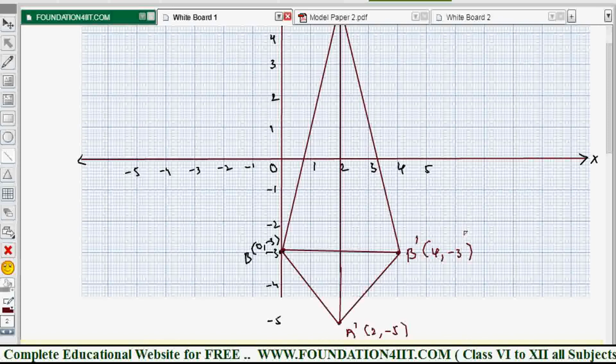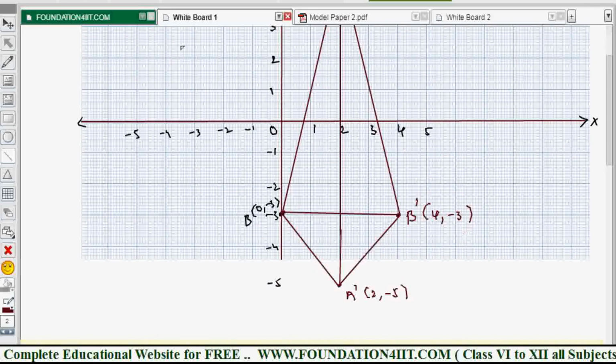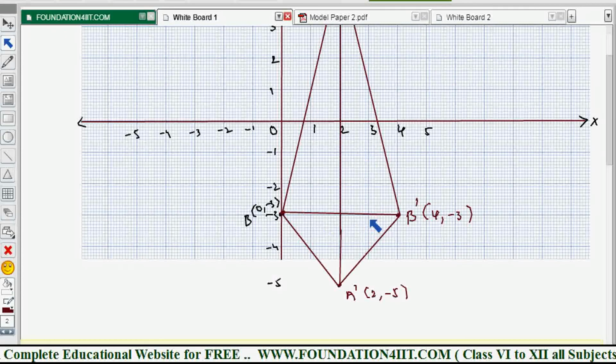And the equation, easily you can say, whenever a line is parallel to the x-axis, for example B B dash is parallel to the x-axis, that means y is equal to minus 3 because it is minus 3 here. The equation of the x-axis is y equal to 0, the equation of the y-axis is x equal to 0. But for a line parallel to the x-axis at distance minus 3, y is equal to minus 3. And when you take this diagonal, here x is equal to 2. This is all we can write.